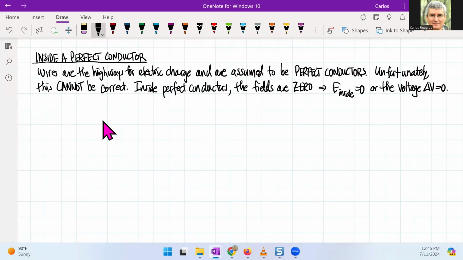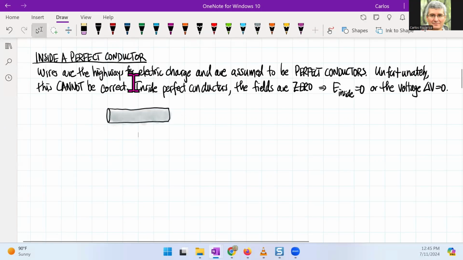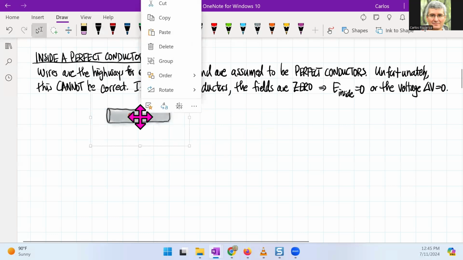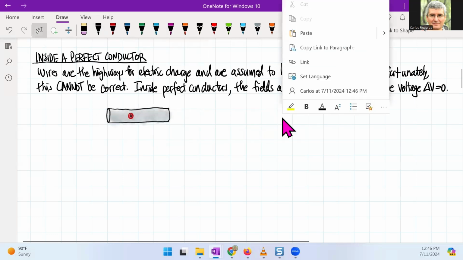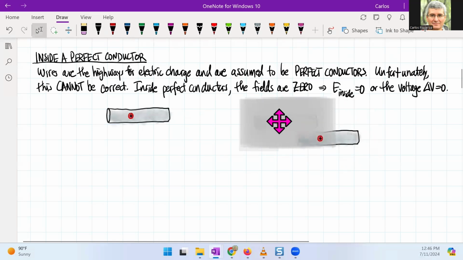If I look at this picture here, you could imagine that I have a wire, and the most obvious choice is to pick a copper wire. So here's my copper wire right here. What I'm going to do is place a test charge in here. So what happens to a test charge in a perfect conductor?